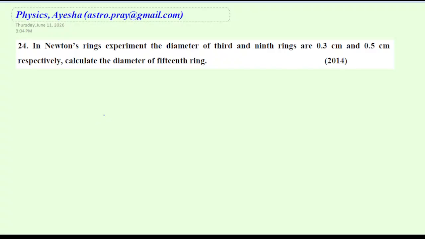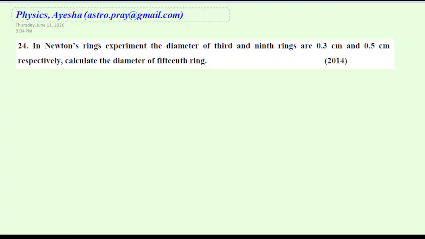Hello students, welcome again. The next question is, in Newton's rings experiment, the diameter of the third and ninth rings are 0.3 centimeters and 0.5 centimeters respectively. Calculate the diameter of the 15th ring.